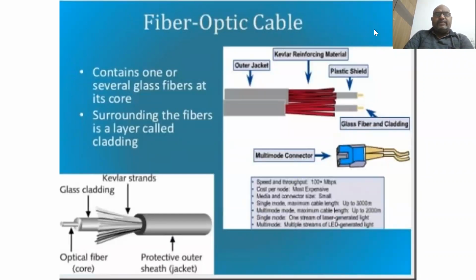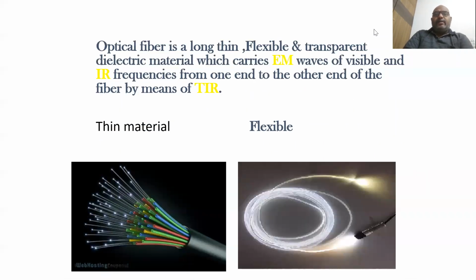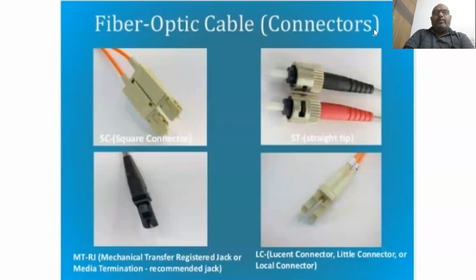So optical fibers come with different types of connectors and cables, as shown in the diagram. Optical fibers are thin and flexible materials. The thin material is as shown in the diagram, and the flexible material is comparable to the thin material, but its losses are very high. The information carried by the light waves needs a guiding medium through which it can be transmitted safely. The guiding medium is called an optical fiber. Optical fiber has different types of connectors, as shown in the diagram.